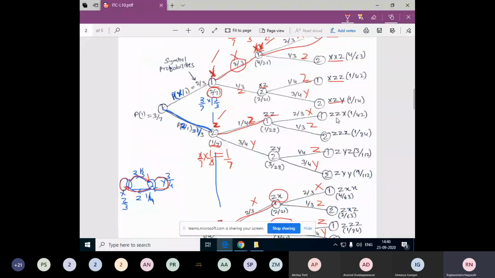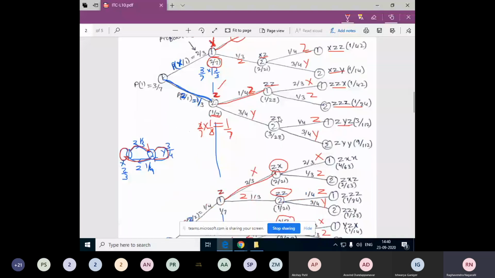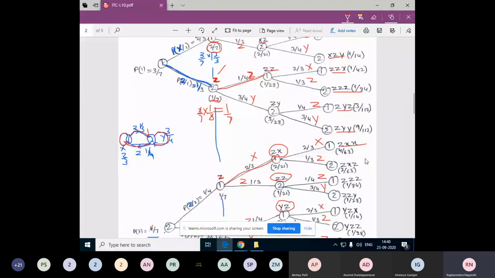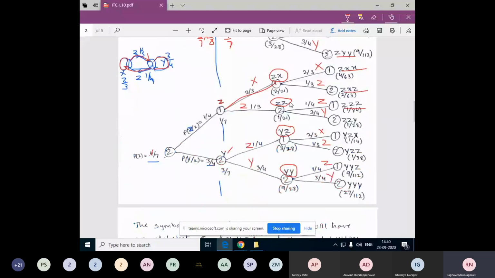Z, Z, X. Z, Z, Z. Z, Y, Z. Z, Y, Y. Z, X, X. Z, X, Z. Z, Z, Z. Z, Z, Y. Y, Z, X. Y, Z, Z. Y, Y, Z. Y, Y, Y.